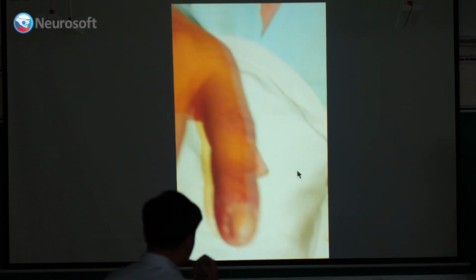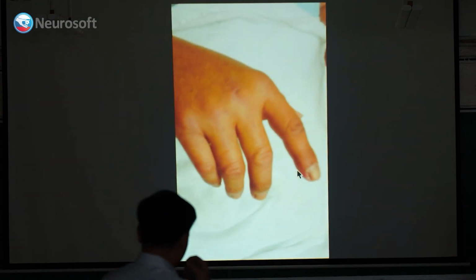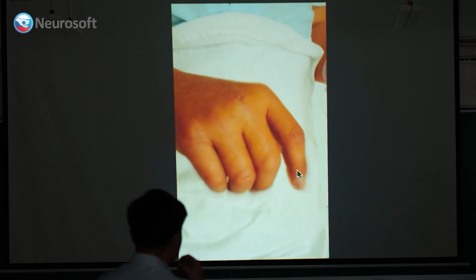His finger movements are also restricted because there's so much soft tissue thickening.